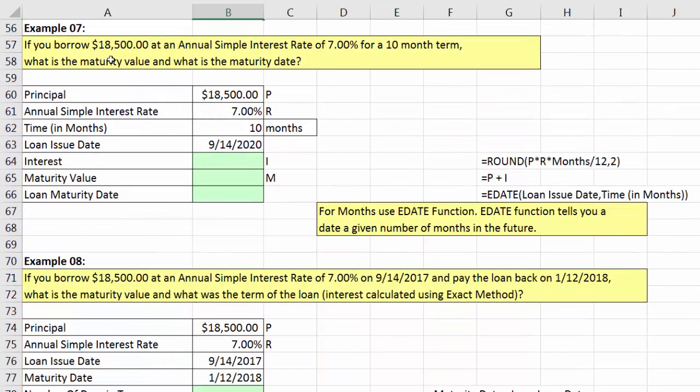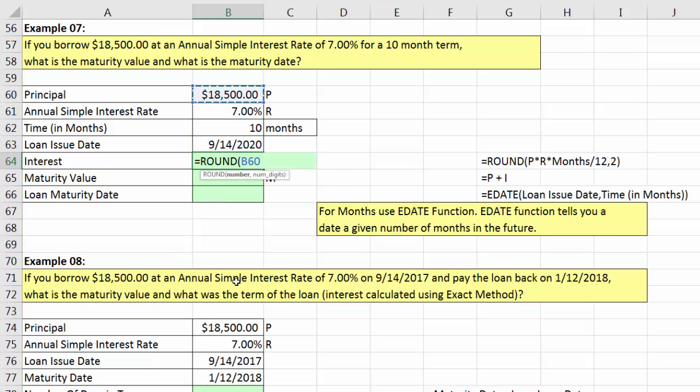All right, let's look at example 7. If you borrow $18,500 at a simple interest rate of 7% for a 10-month term, what is the maturity value and the maturity date? Now, I don't even have a cell here that I set up to calculate the fraction of the year, because if you're really just interested in the interest, we can calculate it all in one step.